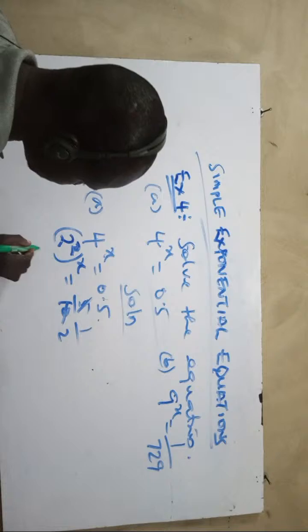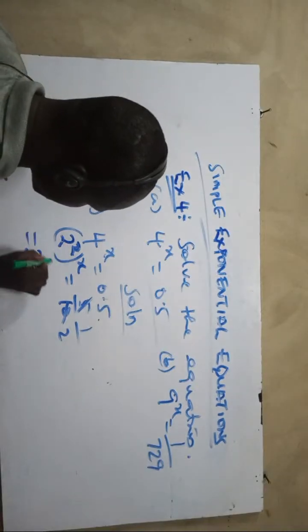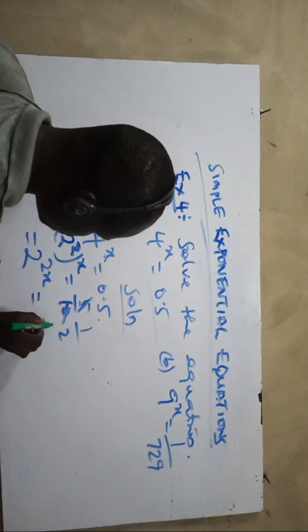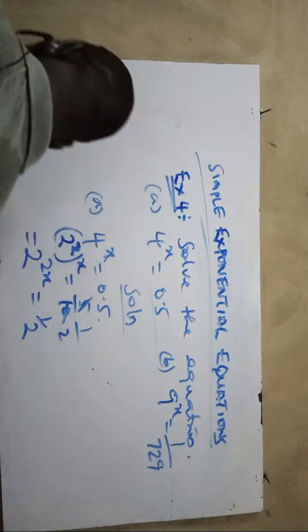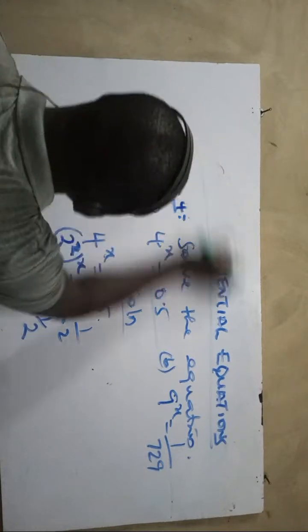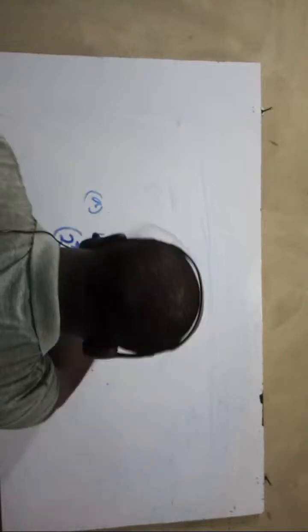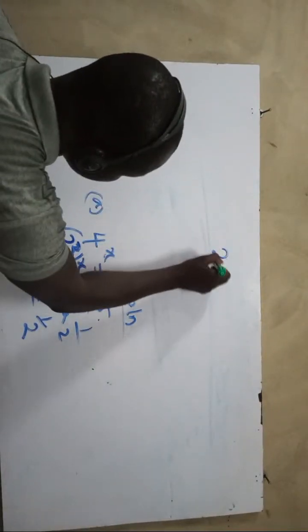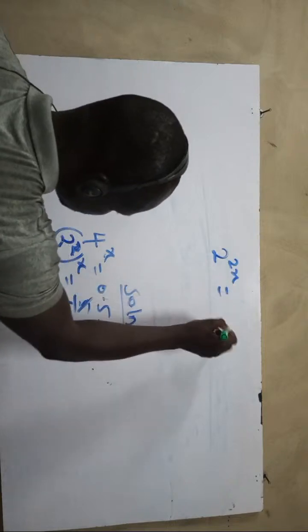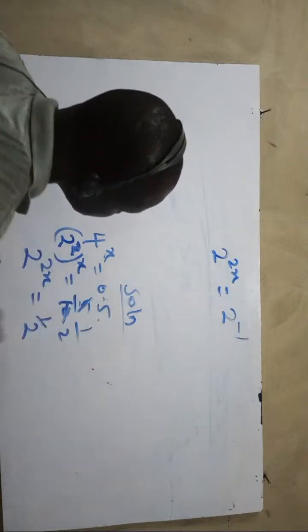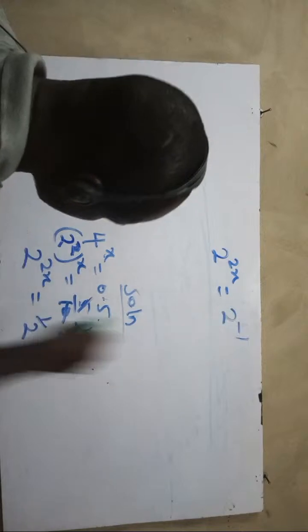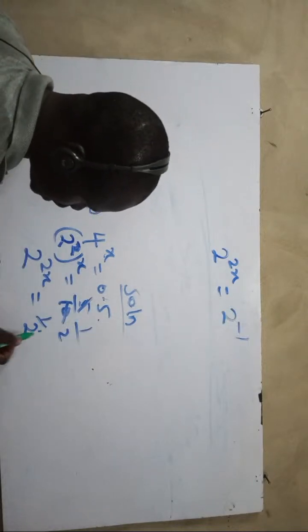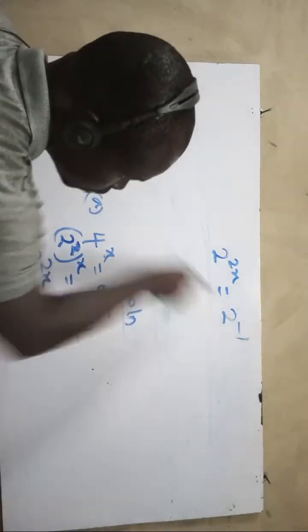Then from the third law of indices, this will be what? 2 raised to power 2x, and it will be equal to half. Please, I want us to concentrate. It's very simple. So that at the end of the day, I will have 2 raised to power 2x to be equal to 2 raised to power minus 1. That is half. Half is 2 raised to power minus 1, if I want to write it in the negative form.